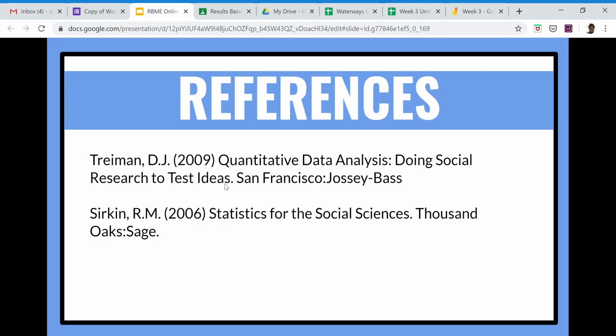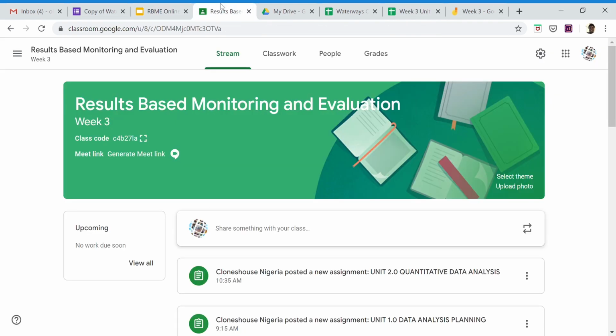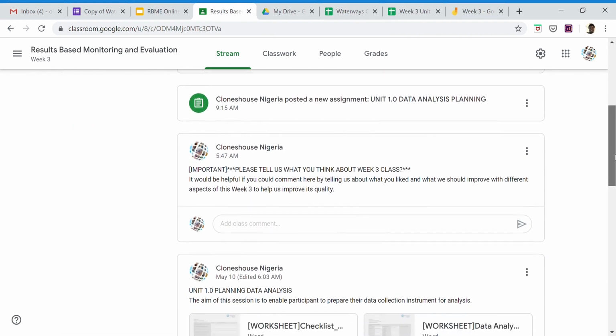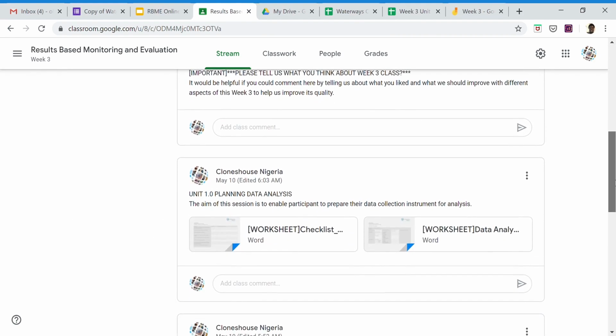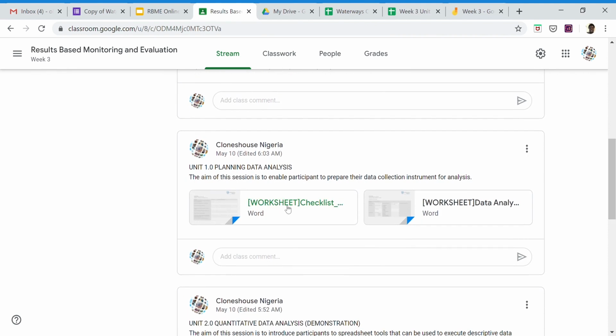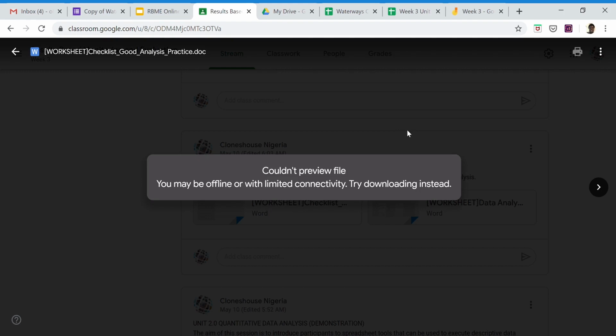So there are always some references inside our classroom. All these books are actually in our classroom, so you'll see them as essential reading, especially from last week when we started data. You have some of these books in the classroom, which you can take a look at. They're very important. And in your classroom for Week 3, there's this worksheet, which is quite important and which we normally use. The worksheet is a checklist.